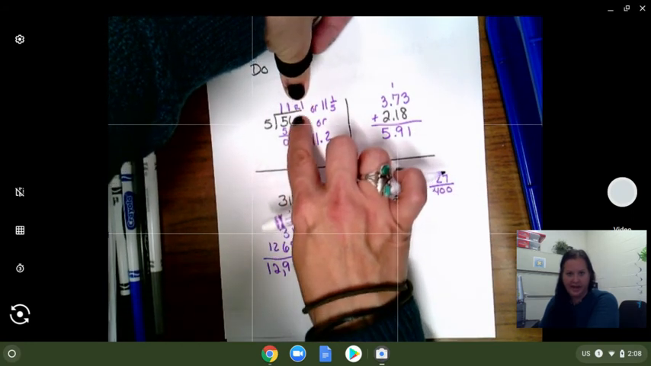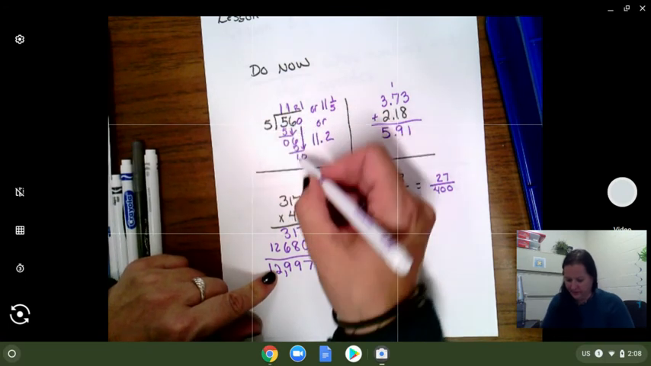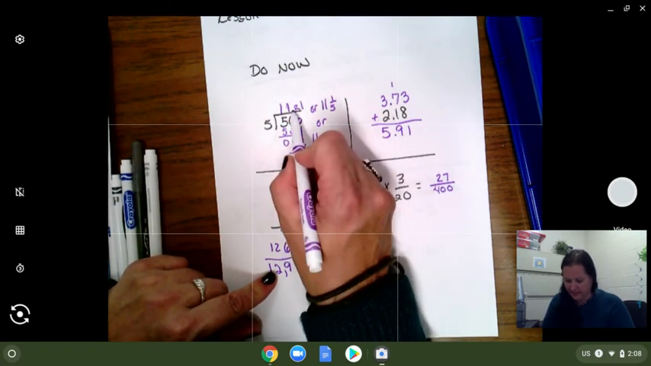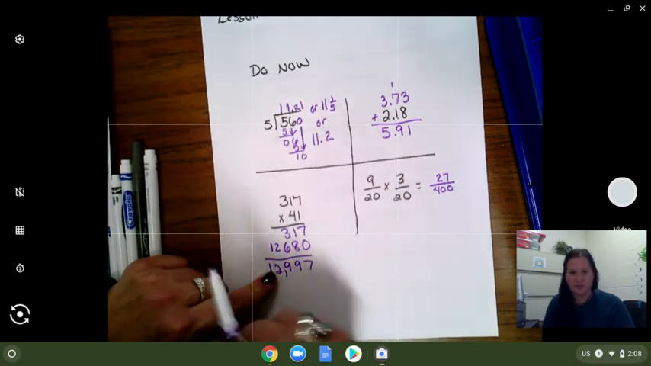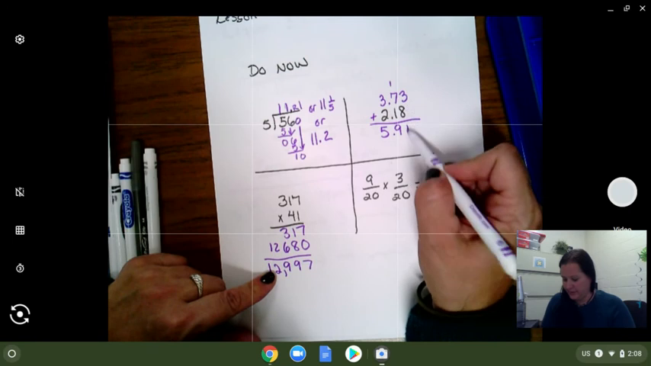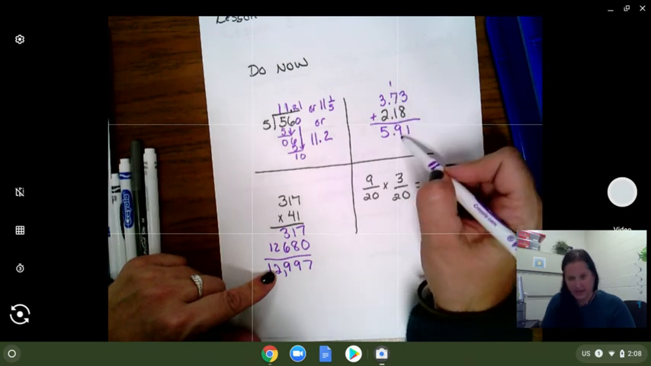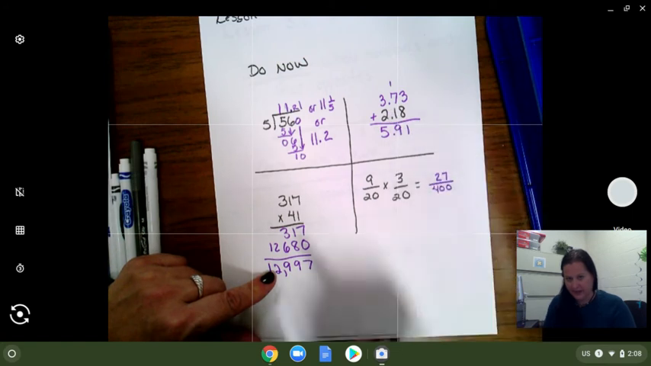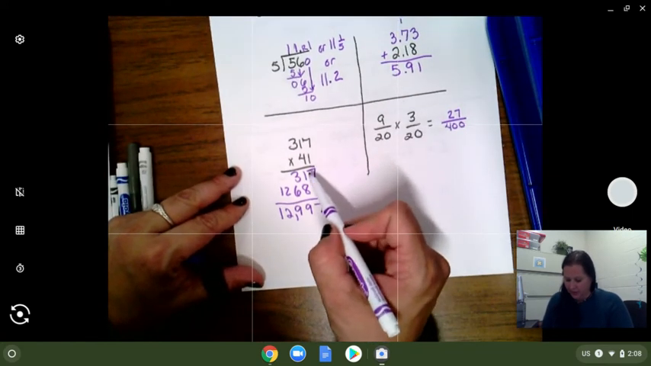Or I could add another 0 here, pull down my 0. 5 will go in there 2 times, so I'd get 11, put my decimal in, 11.2. All of those answers would have been correct. The next one, 8 plus 3 is 11. Carry your 1. 7, 8, 9, 9. 3 plus 2 is 5. 5 and 91 hundredths.